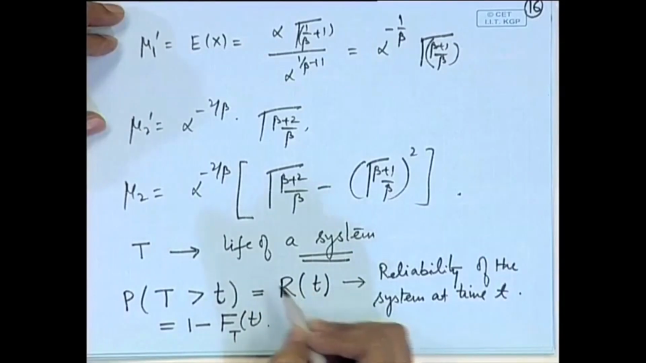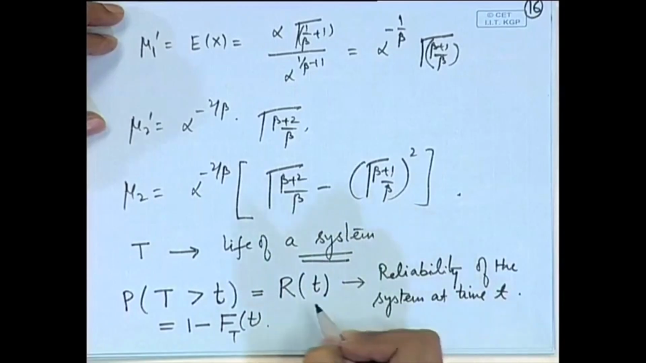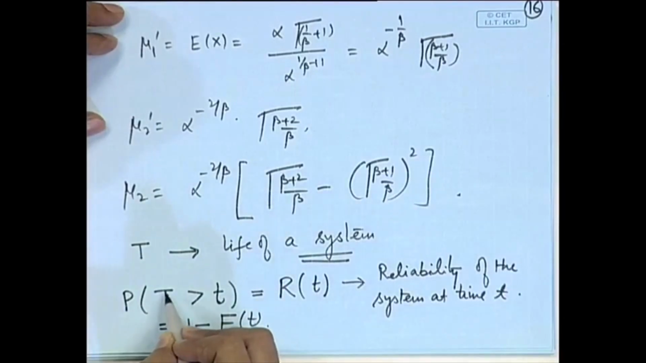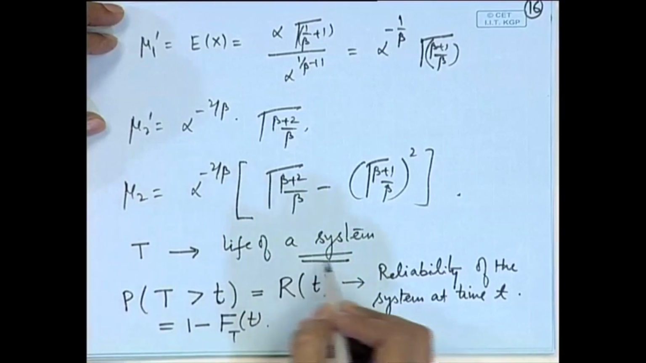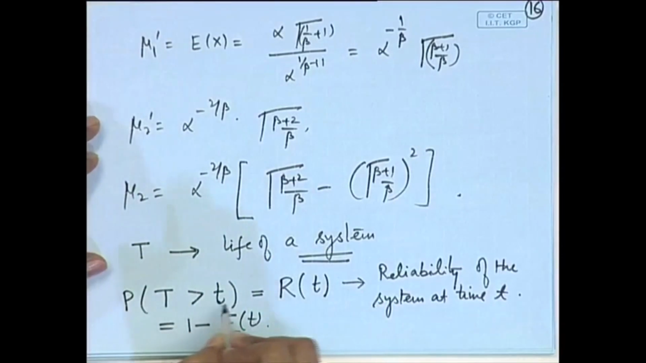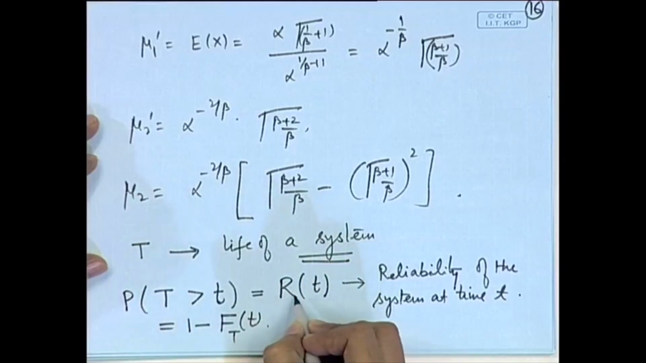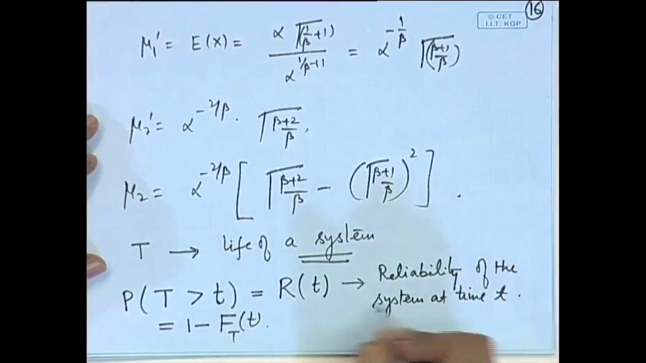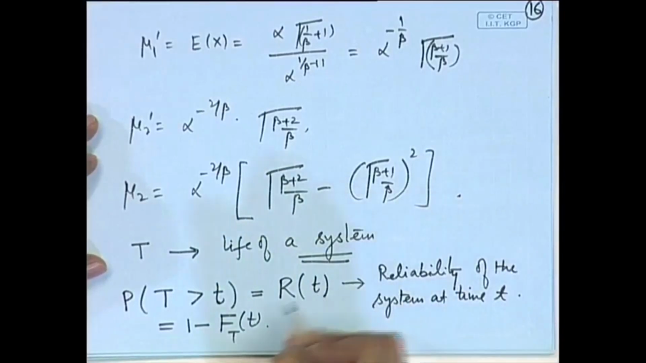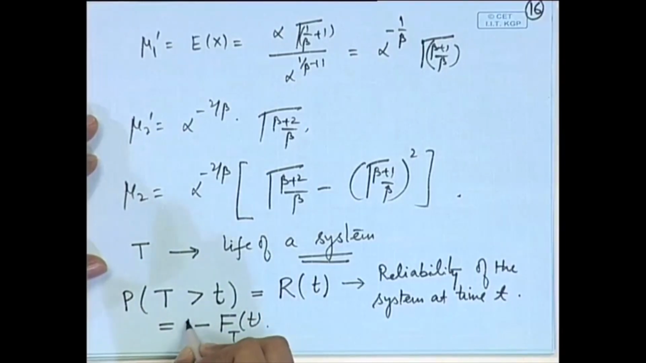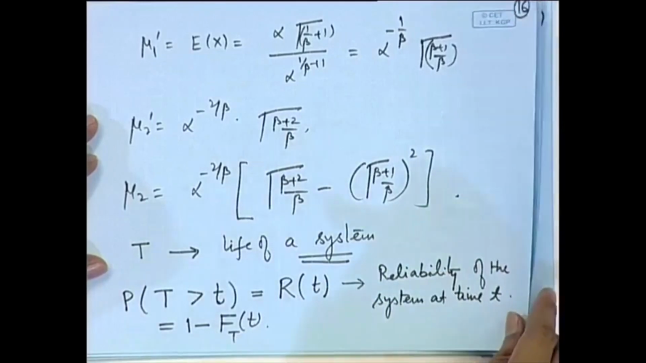In the last lecture, I introduced the concept of reliability of a system at a given time t. If T is a random variable which denotes the life of a system, then the probability that the system is functioning at time t is equal to the probability of T greater than small t, and we denote it by capital R(t). That is the survival function, or the reliability function, of the system at a given time t. By the definition of the cumulative distribution function, R(t) is equal to 1 minus F(t).